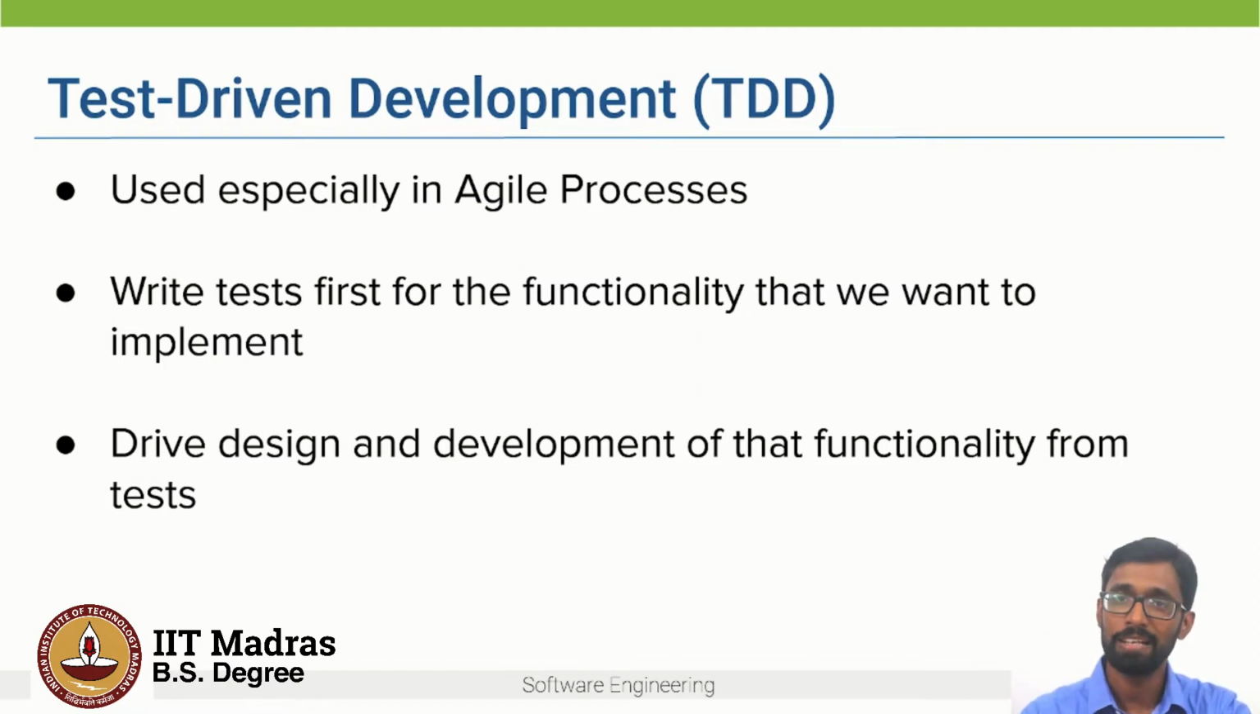So we iteratively write tests to implement a functionality, implement that functionality, then write another test and implement that sub-functionality, and so on. So we organize all our activities around verifying small features or functionalities that we have built. So let's see how test-driven development works.